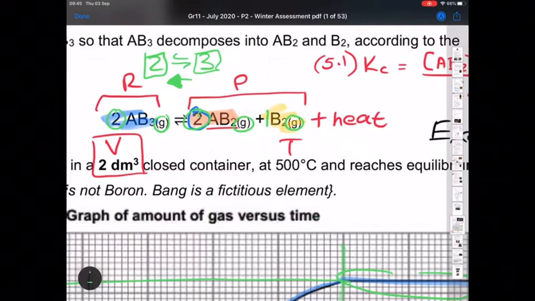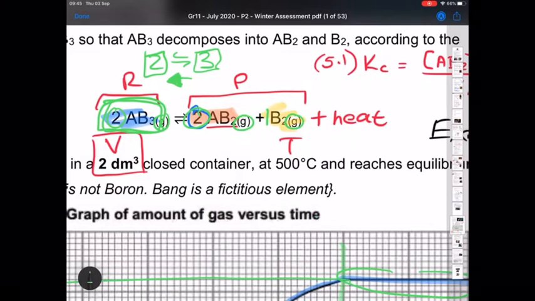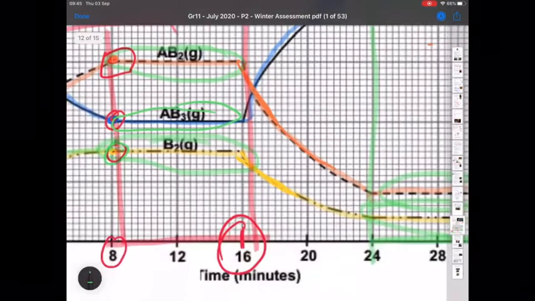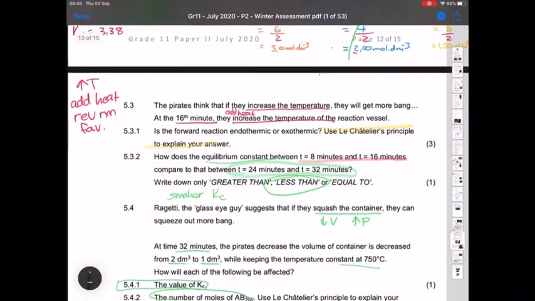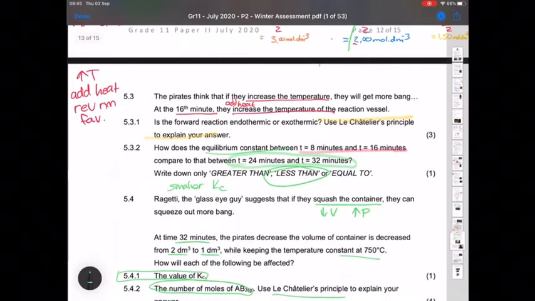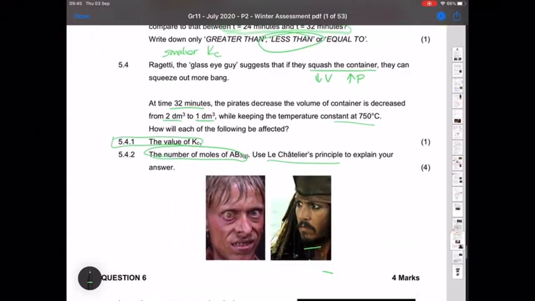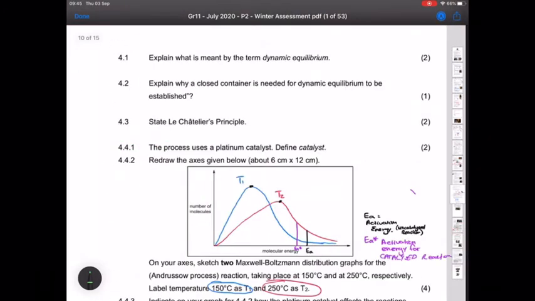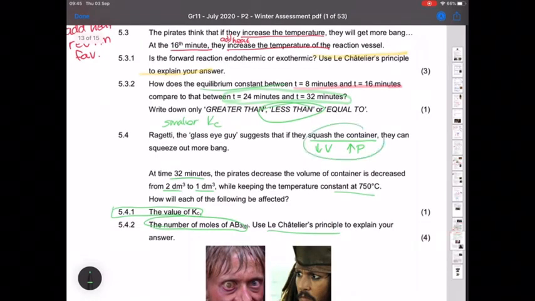So in this case, the reverse reaction is favored, and the reverse reaction produces more AB3. So if you're producing more AB3, then the number of moles of AB3 would increase. You have to say that the number of moles of AB3 would increase because the decrease in volume increased the pressure. So squashing the container was a volume change, which increased the pressure.